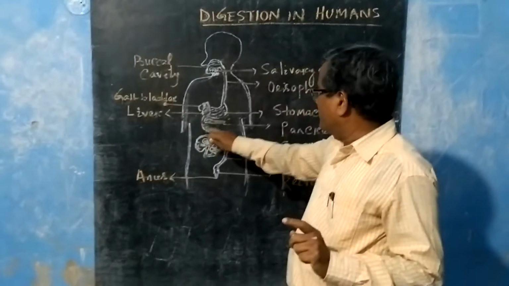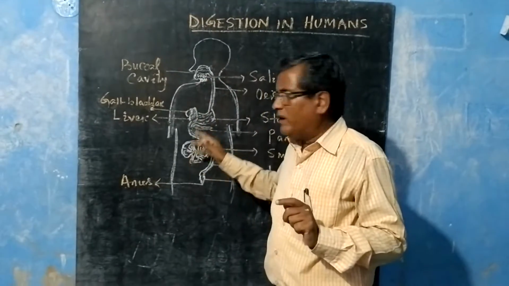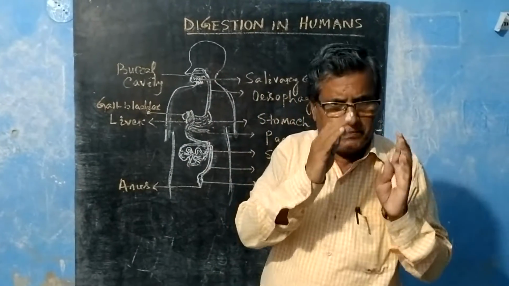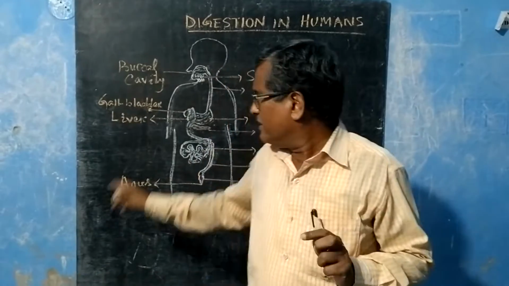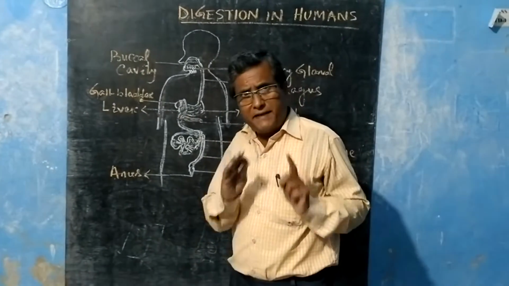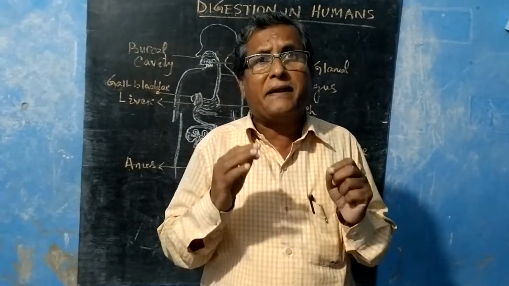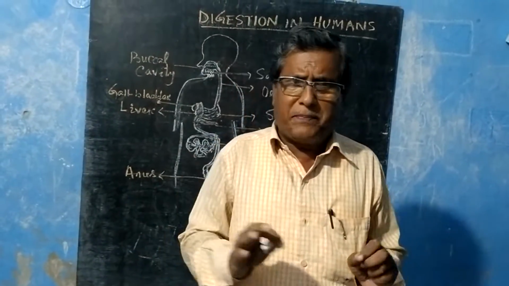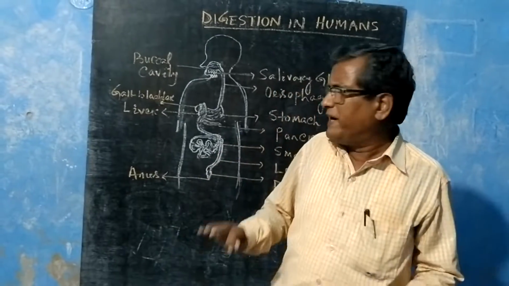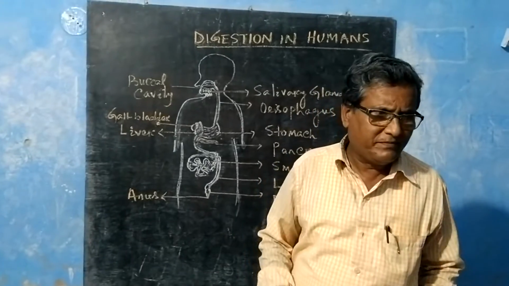Another gland is also associated with this system, connected with the small intestine. It is called the pancreas. It secretes different juices, called pancreatic juices. And the pancreatic juices break all foods into their simpler forms.